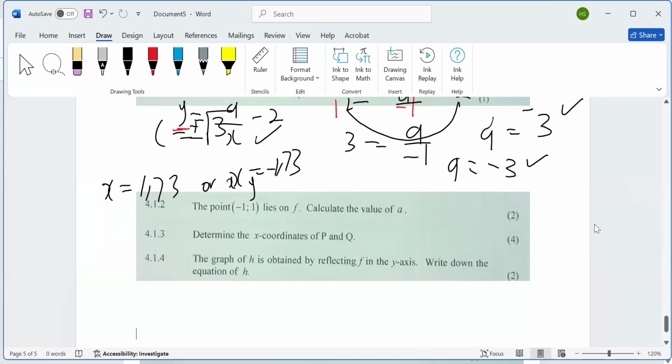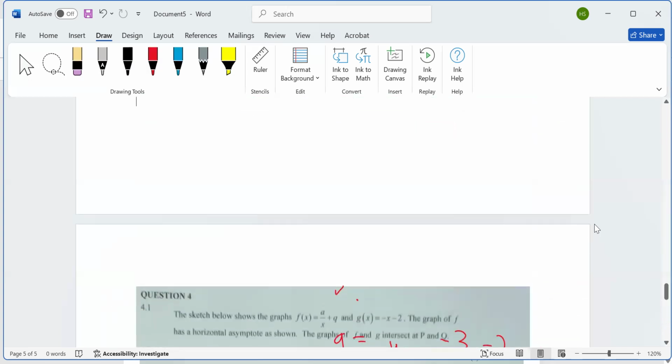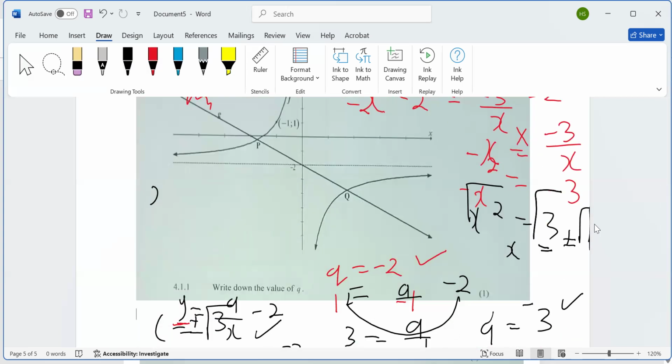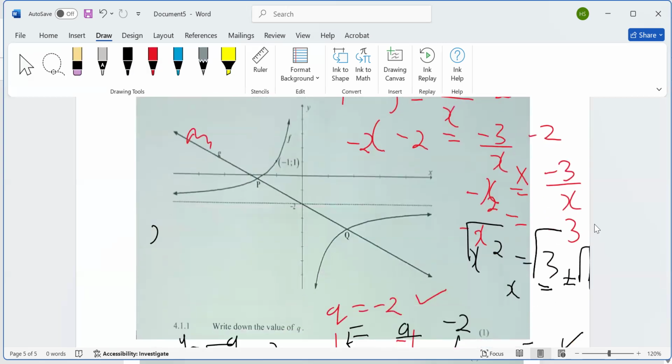Okay, last but not least, 4.1.4. The graph of h is obtained by reflecting f by the y-axis. Now, when you reflect something by the y-axis, here's what we mean. A learner is said to reflect something by the y-axis is this line. Another way to say the same thing is that we are reflecting this thing by the line x equals 0. Instead of saying the y-axis, I can say the line x equals 0.